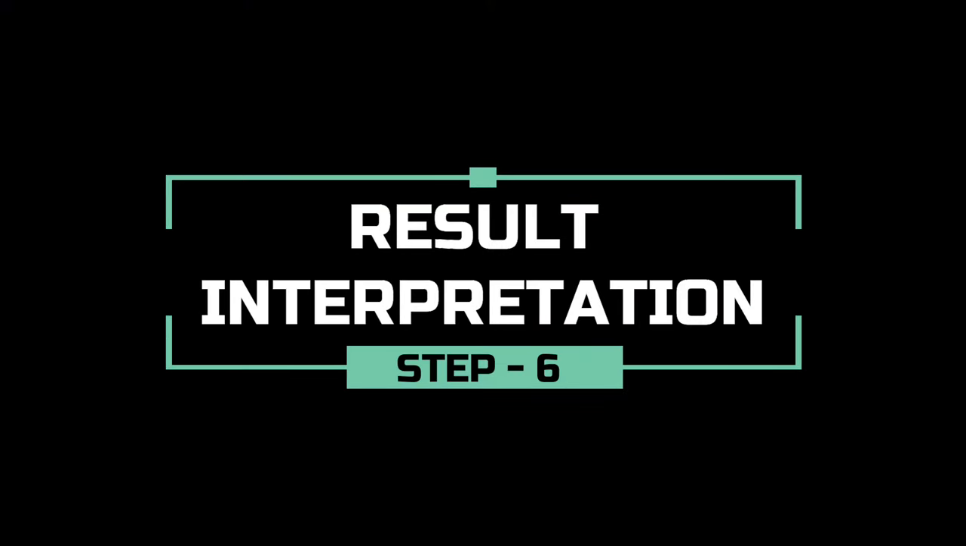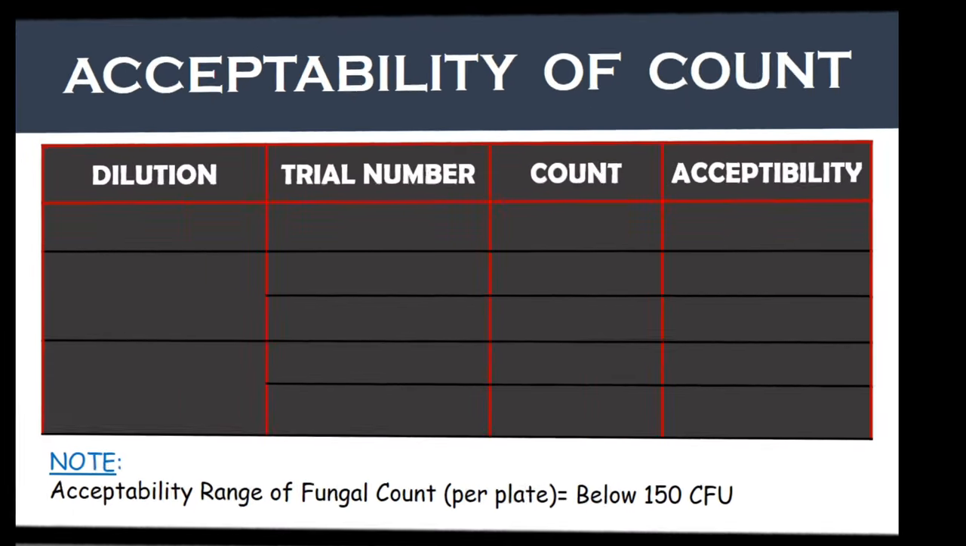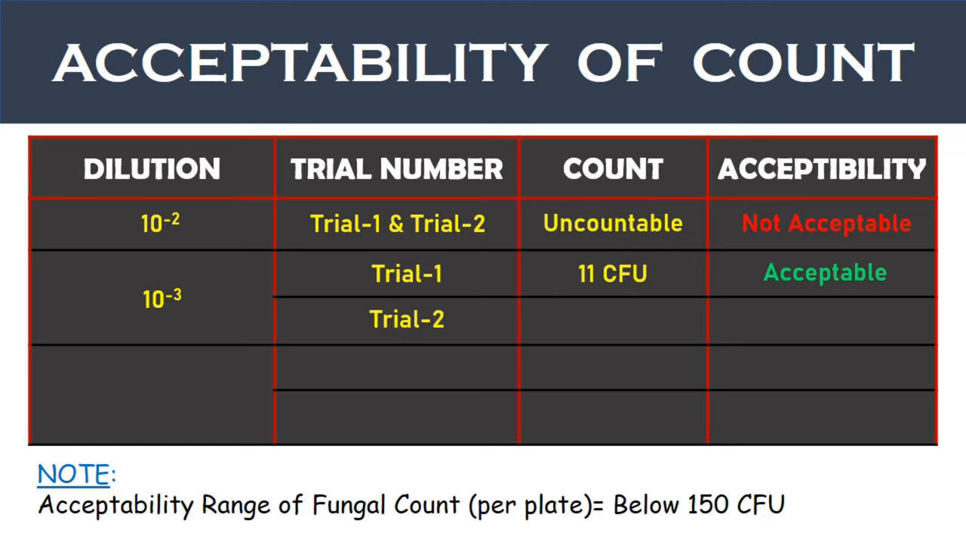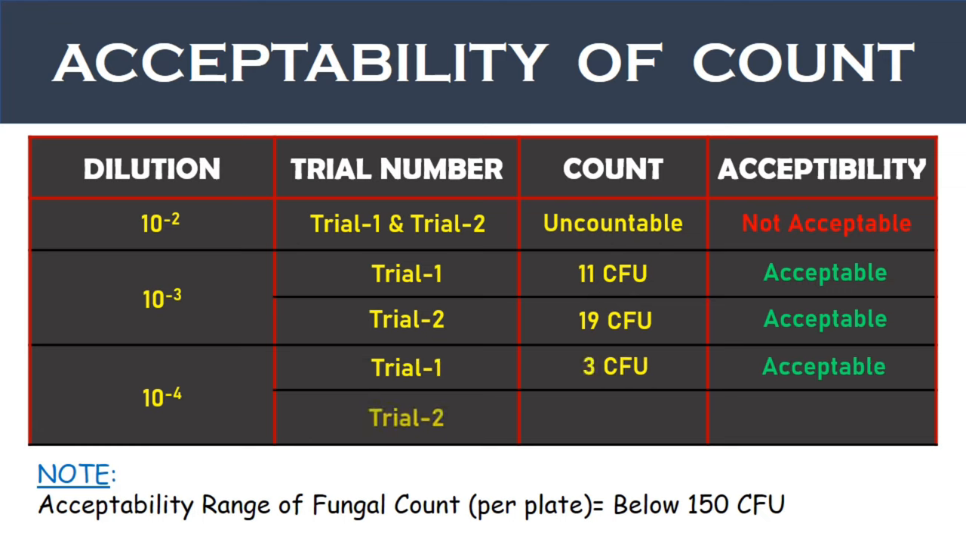Now we have to decide which plate counts should be considered. Plates with count below 150 CFU should be considered for the calculation. We have found uncountable number of fungal colonies in 10 inverse 2 dilution plates. While counting 10 inverse 3 dilution plates, we found 11 colonies in trial 1 and 19 colonies in trial 2 plate. In case of 10 inverse 4 dilution plates, we found 3 colonies in trial 1 and trial 2 plates. All of these counts are acceptable for calculation because the counts fall below 150 CFU per plate.